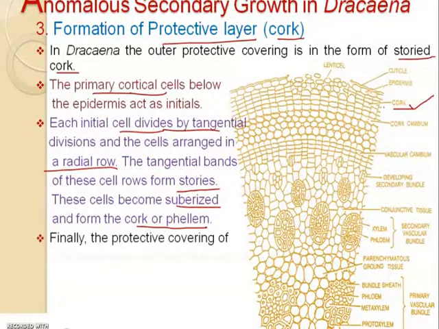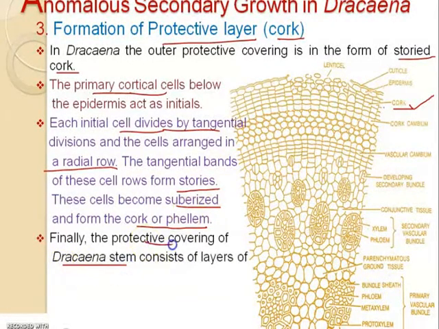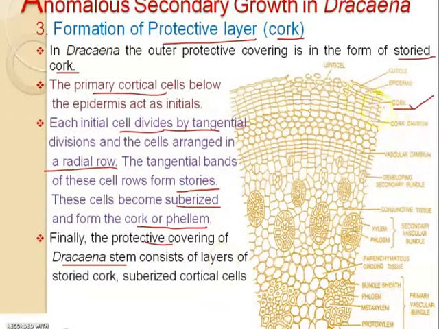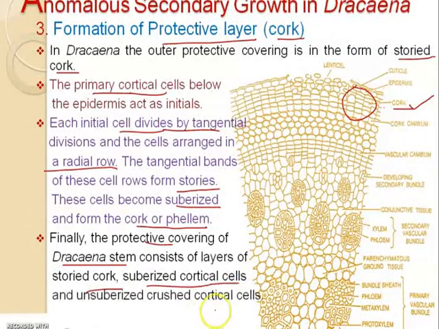Finally, the protective covering of Dracaena stem consists of layers of storied cork. This is the storied cork, with suberized cortical cells and unsuberized cortical cells, which give rise to a lenticel on the outer surface of the cork.